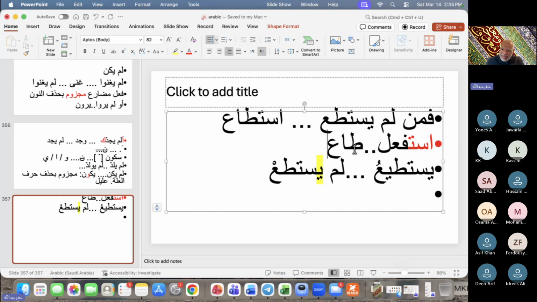So this ya that we dropped from the verb is not part of the root of the verb, because in the past we do not have it. We have an alif in place of it, and whether it is an alif or a ya, it is not part of the origin of the verb, because we said that ta'a is originally tawa'a with a waw. So the alif, the waw, and the ya replace each other, and they are weak. So we drop this ya, yastati' rather than yastati'.